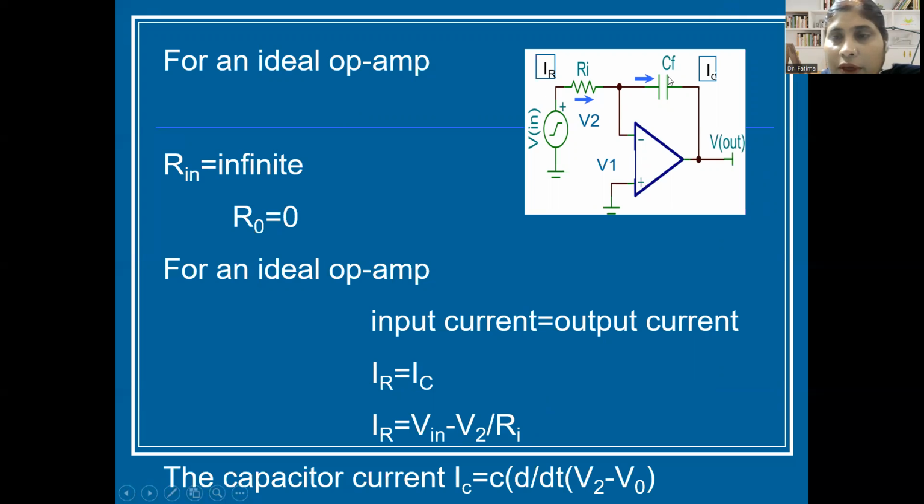Now the current flowing through the capacitor. The charge on the capacitor is Q equal to CV. If we differentiate the charge, dQ by dt, that gives the capacitor current IC. So IC is equal to capacitor CF multiplied by the differentiation of voltage. And what is the voltage on these terminals? On one terminal of the capacitor V2 is present, and on the other terminal V out, the output voltage, or V naught, is present. So the current flowing through the capacitor is C into d by dt of V2 minus V naught.